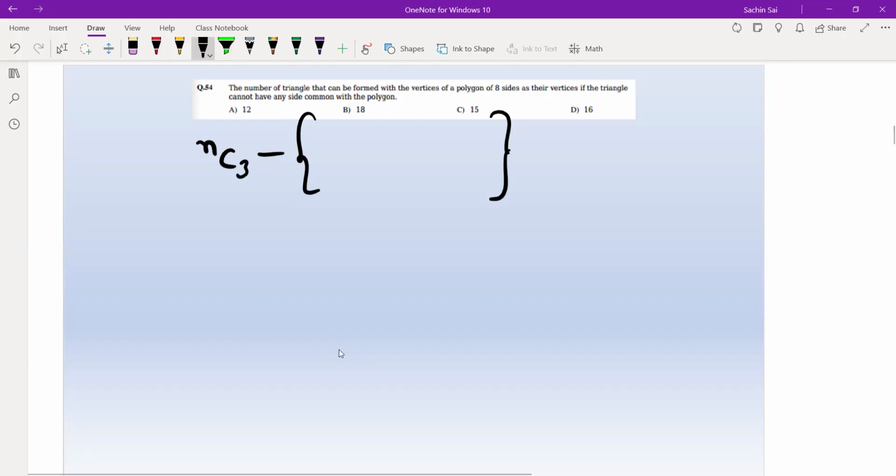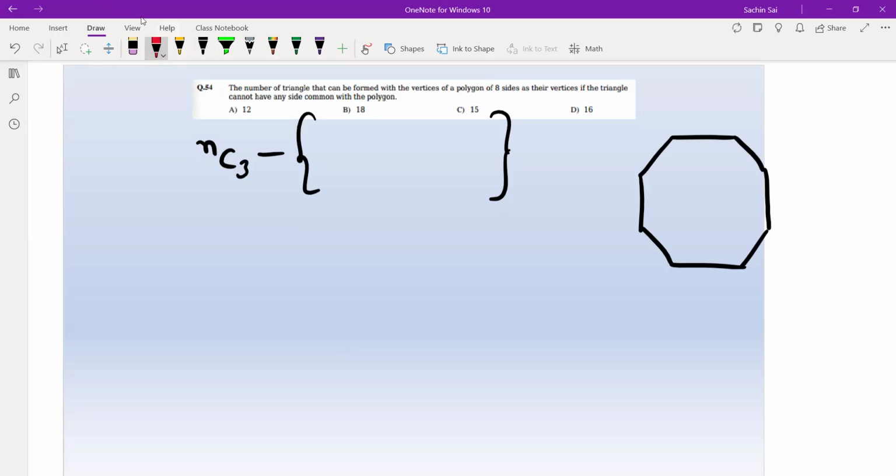To understand that, let us make an eight-sided polygon here, right? So first, we will count the number of ways in which exactly one side is common, right? So let us say that I have picked two particular vertices, two consecutive vertices for the polygon, right? This can be done in how many ways?